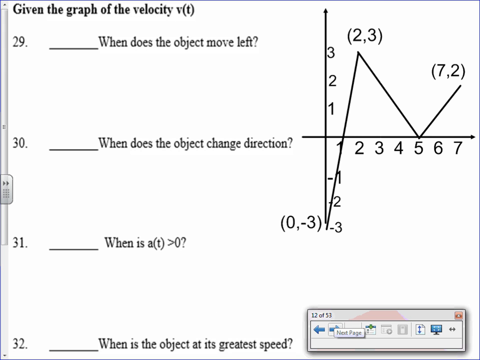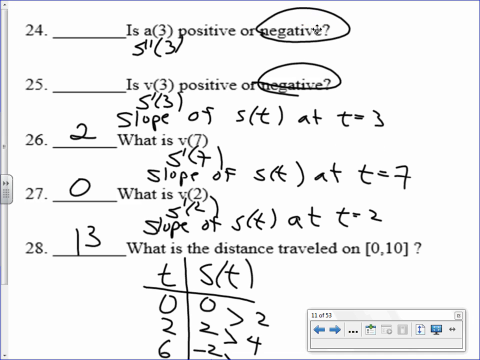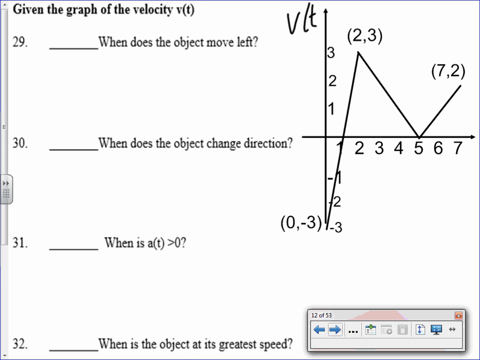Okay, next one. We're given a graph of the velocity. When does the object move left? First write down the basic truth. An object moves left when the velocity is negative. You're looking at a graph of the velocity, so I don't have to change to derivatives of something. When you have a graph of a function and you want to know where it's negative, just look when it's below the x-axis.